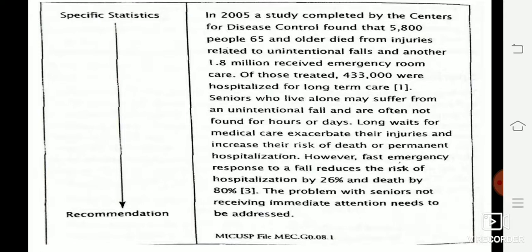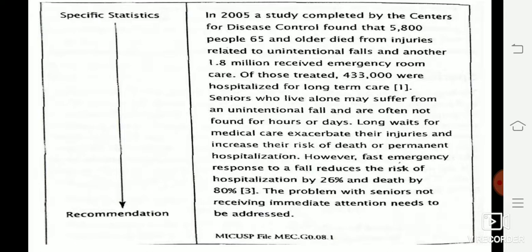In 2005, a study completed by the Centers for Disease Control found that 5,800 people, 65 and older, die from injuries related to unintentional falls, and another 1.8 million receive emergency room care. Of those treated, 433,000 were hospitalized for long-term care.